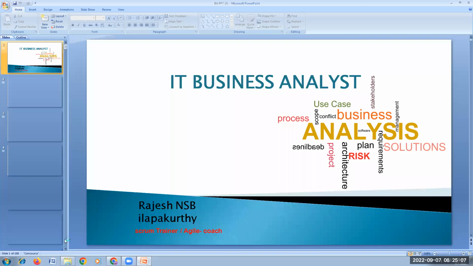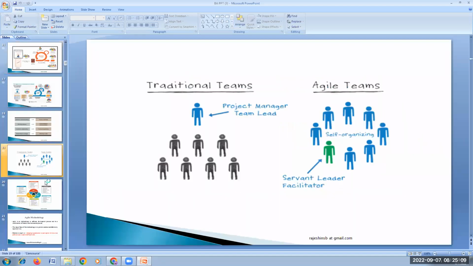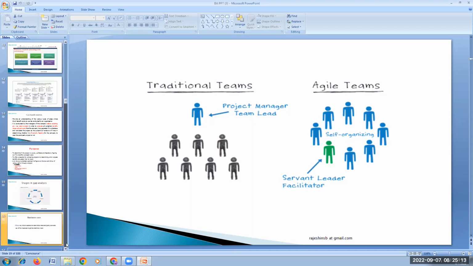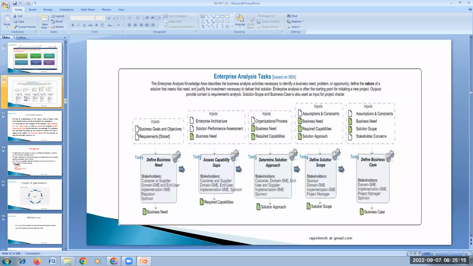So, as far as enterprise analysis, the first one is that you need to define the business need. This is the first thing. What is that you see?